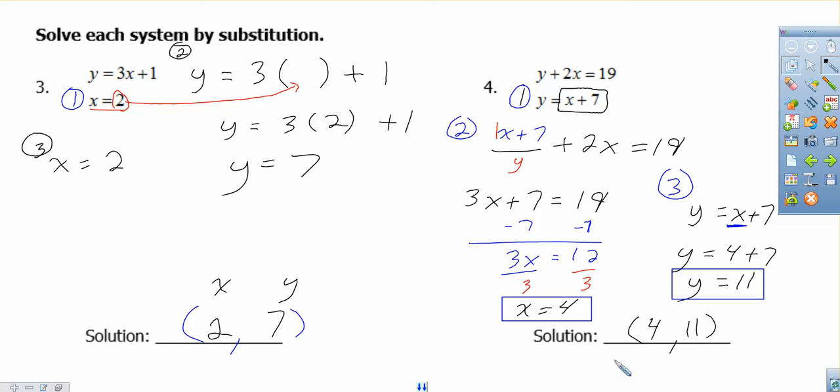Now it's a really good idea to take this point and plug it in here. So that would be y, that's 11 plus 2 times 4, is that 19? Okay. And the next is 11 equal to 4 plus 7. Both of those are true, so we can use that first substitution to check the second.